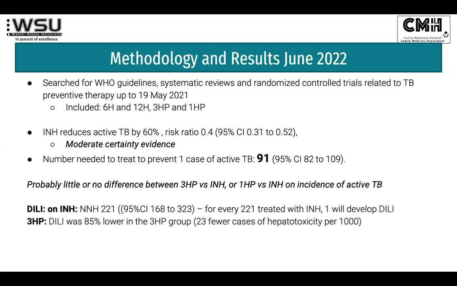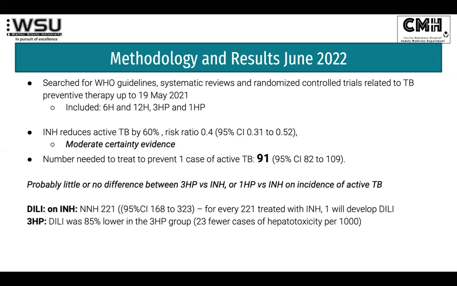The other important thing in the research, which we do have some evidence on, is there was a trial where they tested INH head-on with 3-HP in terms of DILI. So we know for INH on its own, the number needed to harm: for every 221 people that you give INH, 1 of them will develop drug-induced liver injury. So think back again to our 100,000 people that we want to put on INH.